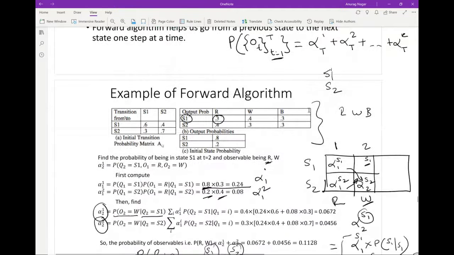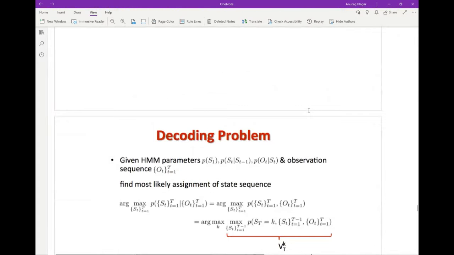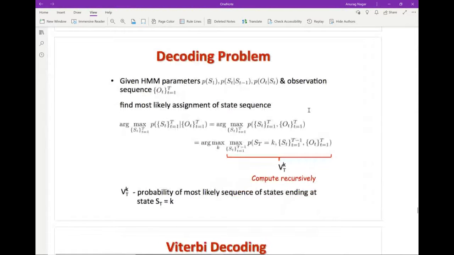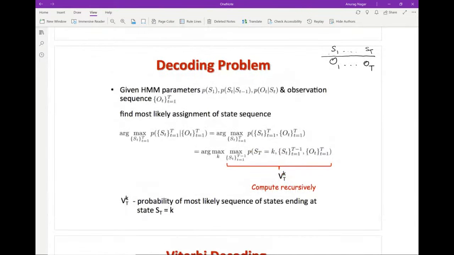Okay, now the next question is even more fun, which is the decoding problem. Decoding means I'm given a series of observations O1 up to OT. I would like to figure out what is the most likely state at S1 up to ST. So what is the most likely state given the observation? Earlier the task was to do this. Now the task is to do this.